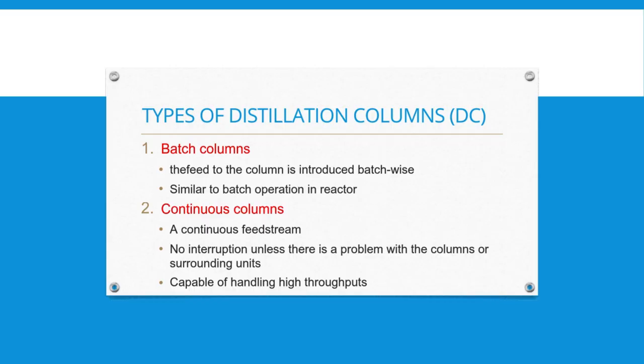Distillation columns, DC, can operate in batch columns, where the feed to the column is introduced batch-wise similar to batch operation in reactor. On the other hand, continuous columns rely on a continuous feed stream. There will be no interruption unless there is a problem with the columns or surrounding units. Continuous columns are capable of handling high throughputs.